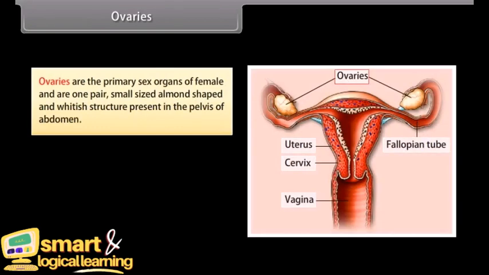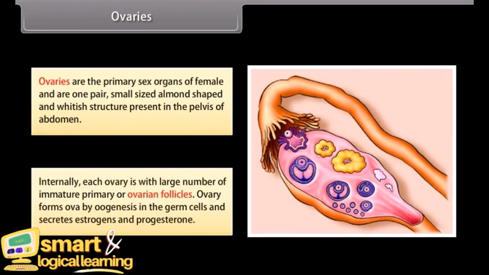Ovaries. Ovaries are the primary sex organs of female and are one pair, small-sized, almond-shaped and whitish structures present in the pelvis of the abdomen. Internally, each ovary has a large number of immature primary or ovarian follicles. Ovary forms ova by oogenesis in the germ cells and secretes estrogens and progesterone.